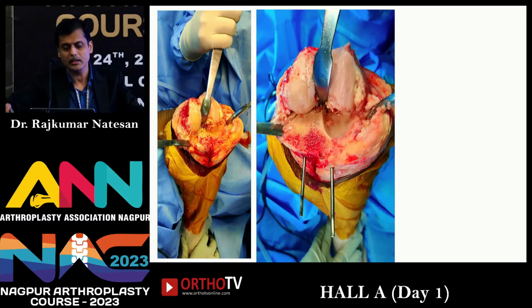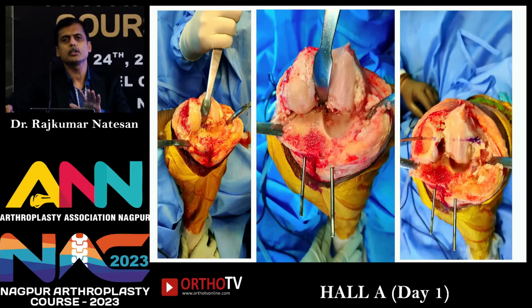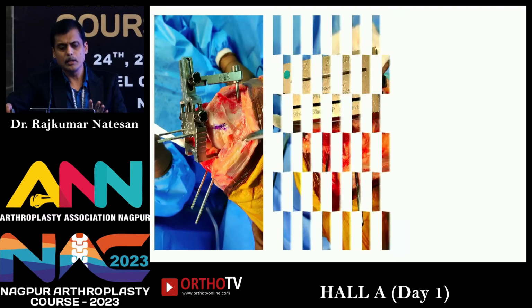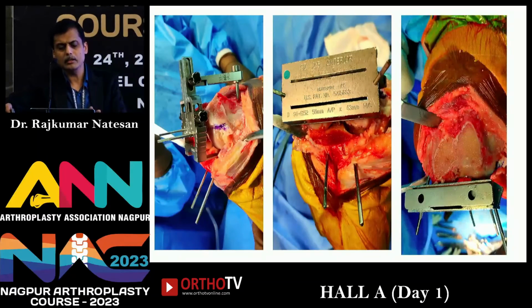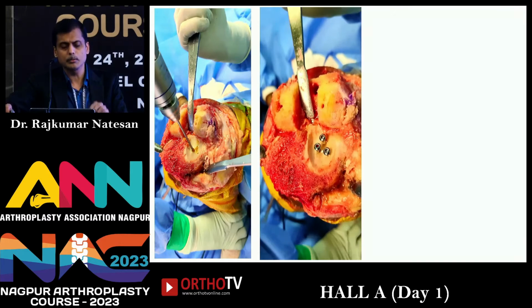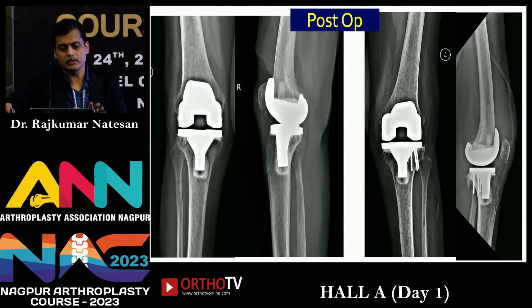See the defect here? It's almost like a central defect on the lateral side. So here you just need to take the correct bone cuts, make the alignment correct, get the rotation correct, and then augment the bone defect, the bone loss, with screws and then cement. I didn't even use a stem here because of the central defect. Only screw augmentation was done. This is the post-operative X-ray of both the right and left sides.